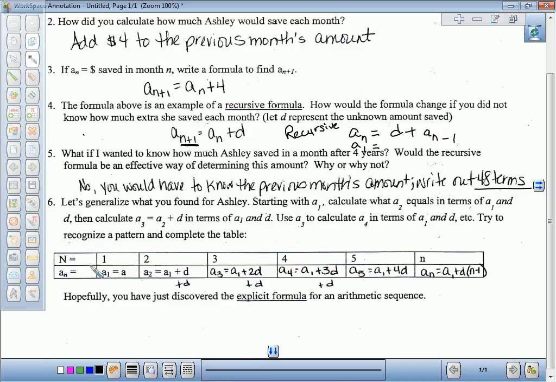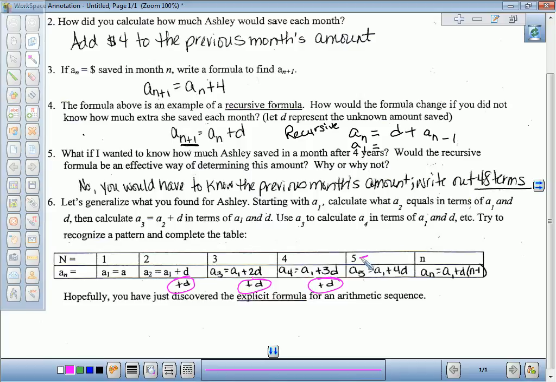And they said, okay, if the first term is just A, what do we do to get to the second term? Well, we take that first term and we add a common difference. And to get to the third term, we'd add one more common difference. So D plus D makes 2D. And to get to the fourth term, we'd add one more common difference. So 2D plus D is 3D. And to get to the fifth term, we'd add one more common difference. So 3D plus D is 4D.